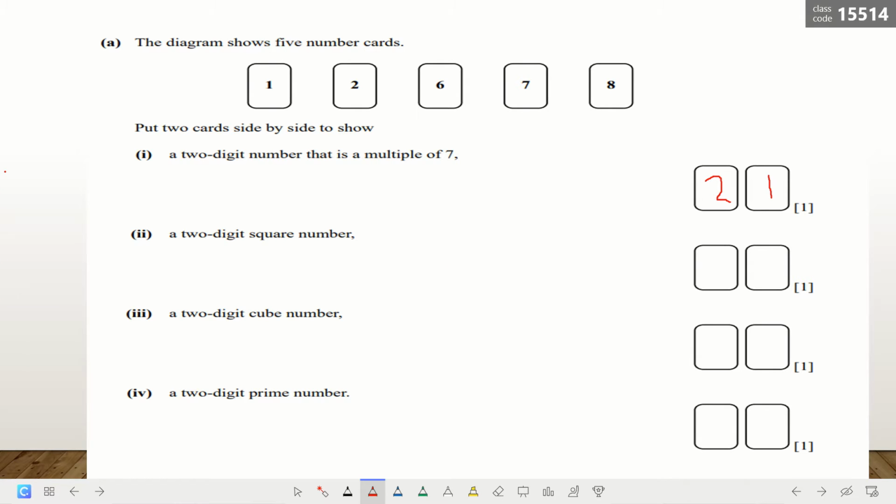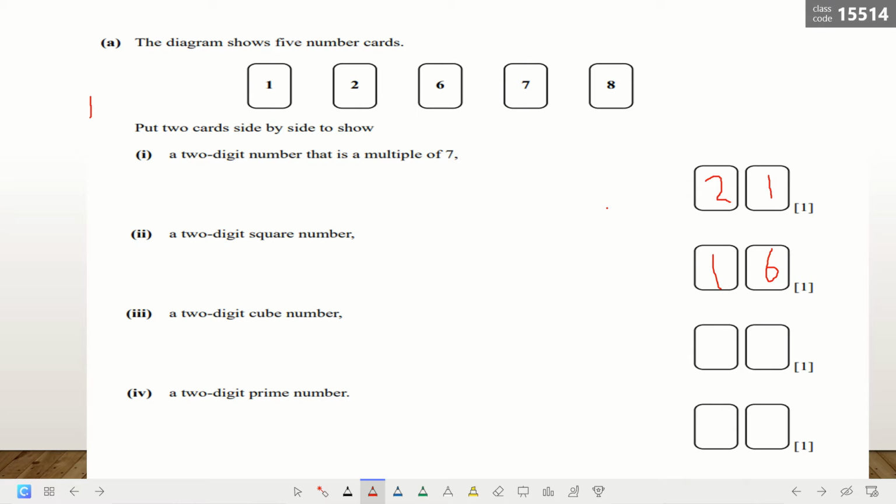Number 2 here, they ask you for a 2-digit square number. I know the square numbers start with 1, then 4, then 9, then 16. So I can choose 16 here, because you have 1 and 6, which is 16. And you can even choose 81, not just 16. You can choose 81 because it's the square of 9.